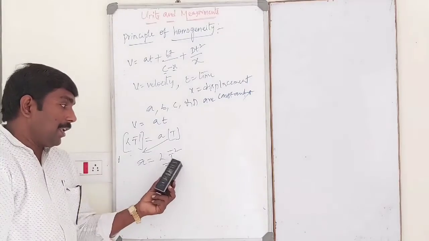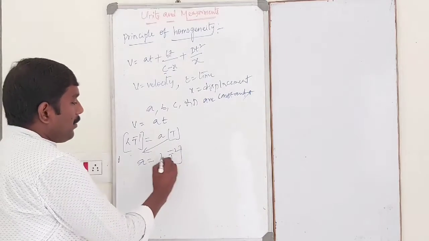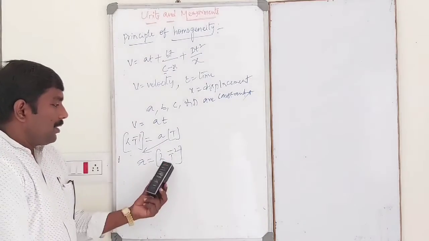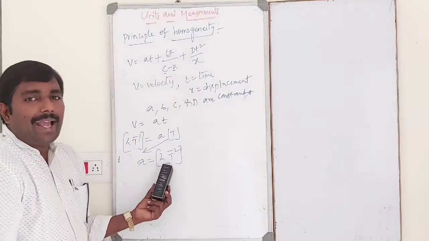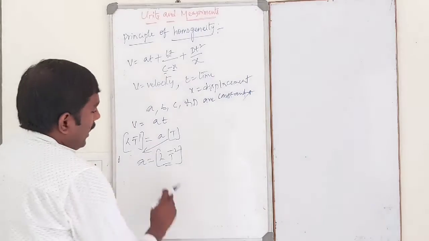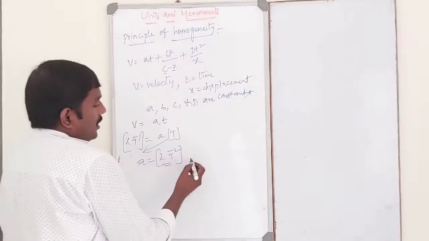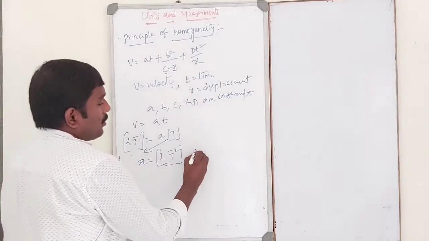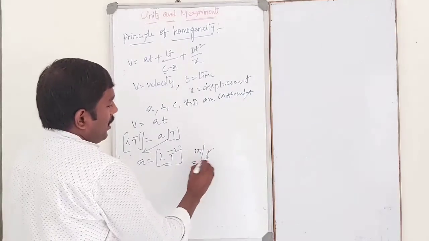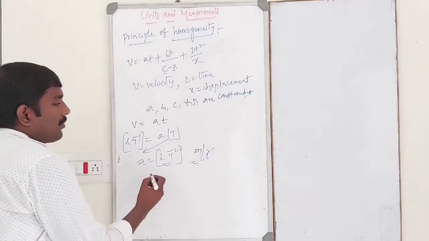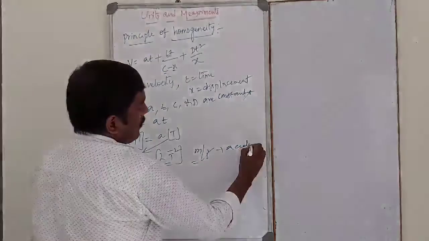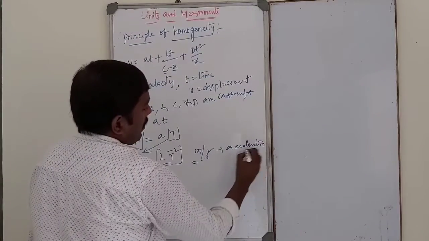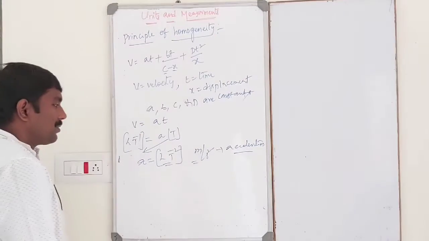So a will generally be a constant, but in this case LT^-2 is the dimensional formula for a, which is similar to that of acceleration. It is nothing but acceleration. What is the SI unit of LT^-2? Meter per second square. It is nothing but acceleration, students.